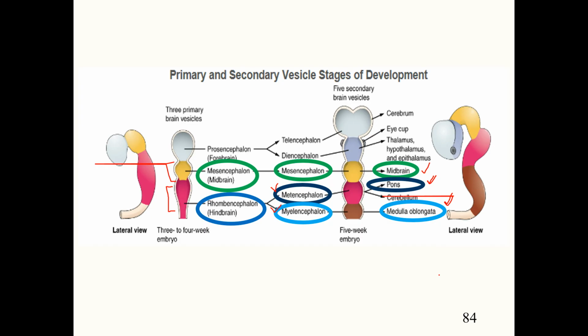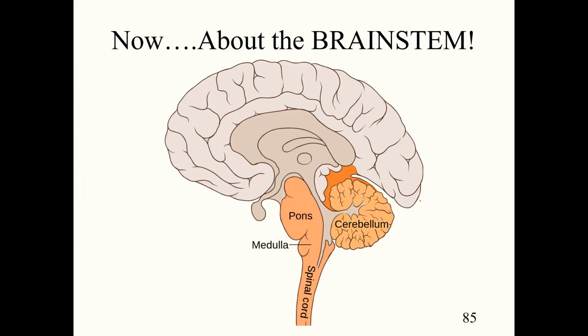Now, if you look at where the midbrain, the pons, and the medulla oblongata are in the adult brain, that's their order from top to bottom, from anterior to posterior. It helps if you remember your secondary vesicles. Remember, they're in alphabetical order. That is the same order, top to bottom, that you get for the adult brain structures. So that helps a little bit.